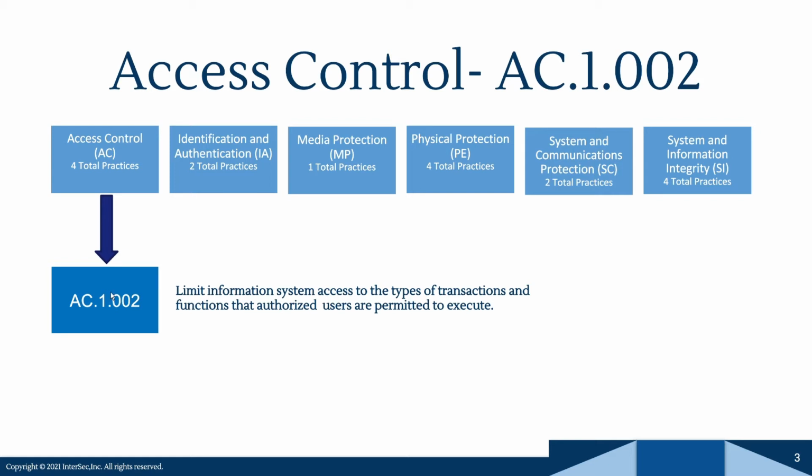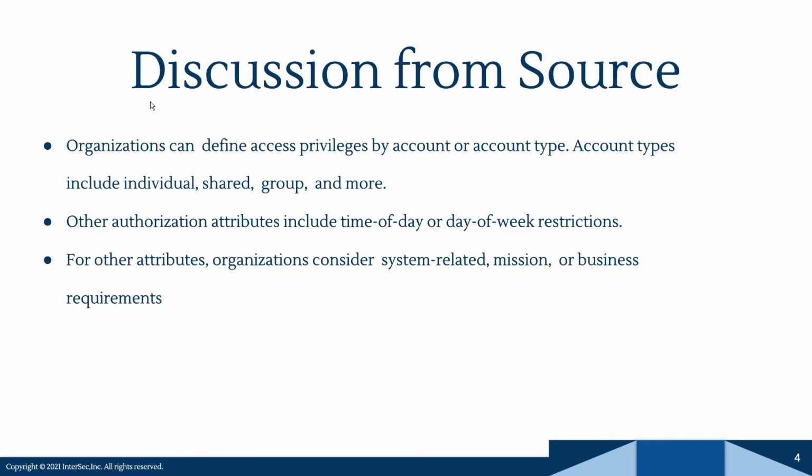Using NIST 800-171 as a source, let us discuss the meaning behind access control, specifically in regards to AC.1.002 as a practice. When we're discussing this practice, we can talk about organizations defining access privileges by account or account type. You can also increase this by defining other authorization attributes, which can include time of day or day of week restrictions. For any other attributes that don't have to do with these listed, you can consider system-related, mission, or business requirements when trying to figure out access privileges.